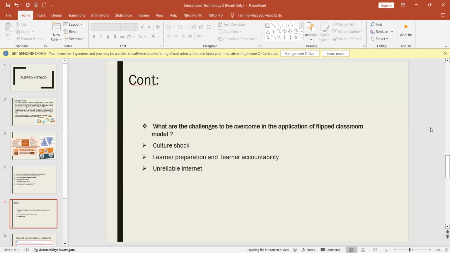When you want to use the flipped classroom, there are challenges. It is something said easier than done. What are the challenges? Culture shock.